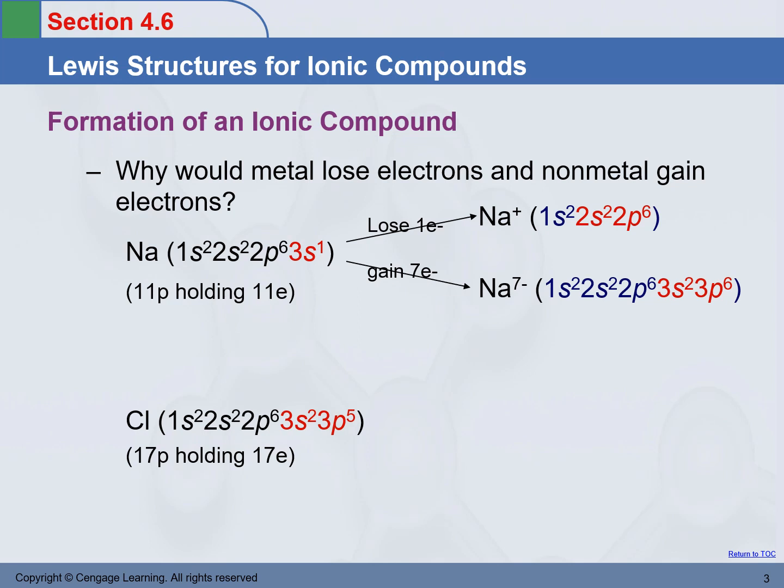Number one, by losing 1 electron, shell number 2 becomes the outermost shell with 8 electrons. That's the one we just went over. But there's another way, possibly. Sodium can gain 7 electrons, so that shell number 3 will get 8 electrons. Why wouldn't sodium do that?